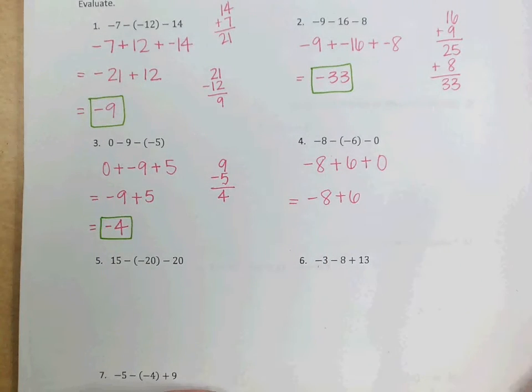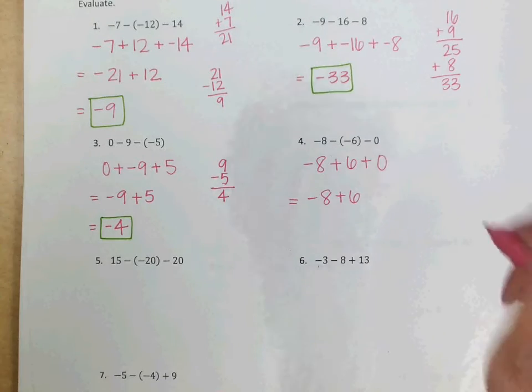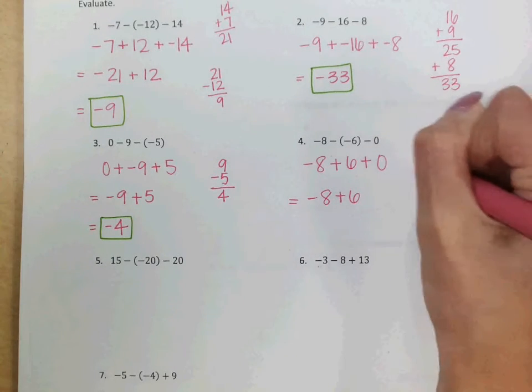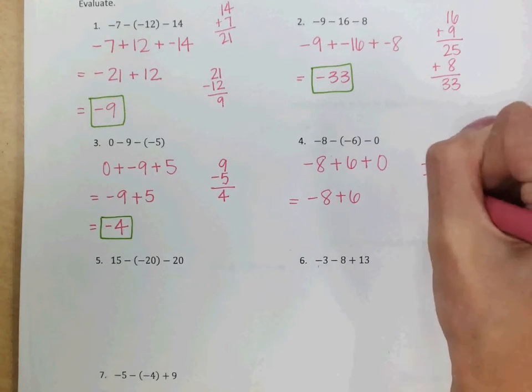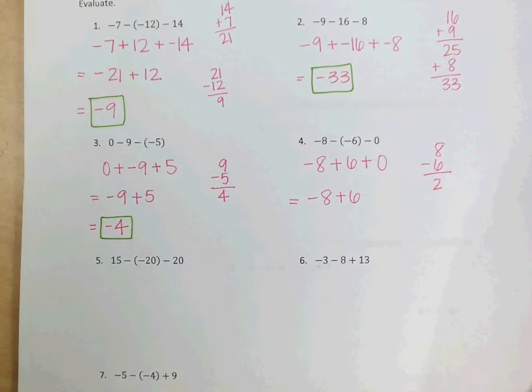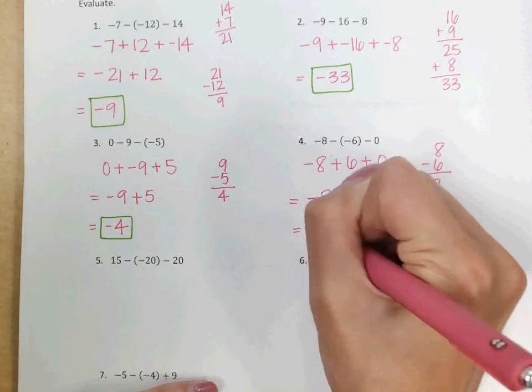So they're at war because one's negative and one is positive. We do bigger minus smaller. 8 minus 6 gives us 2. The bigger number is negative, so our answer is a negative 2.